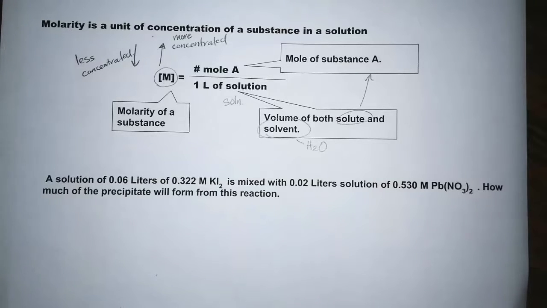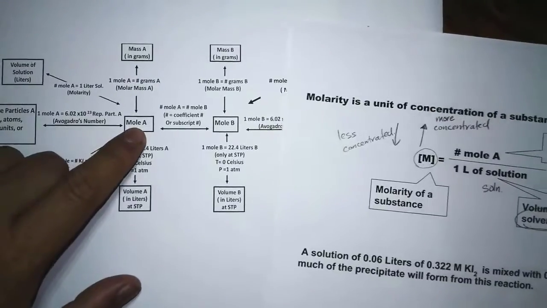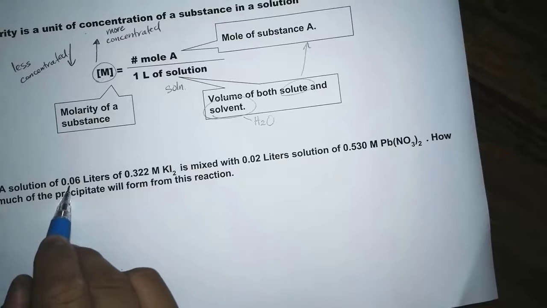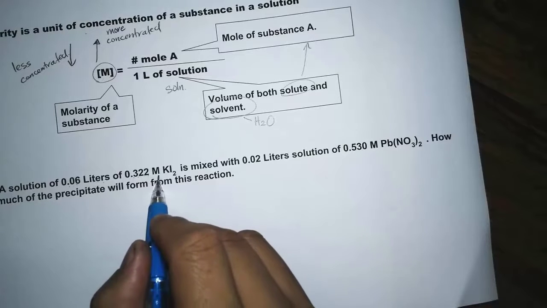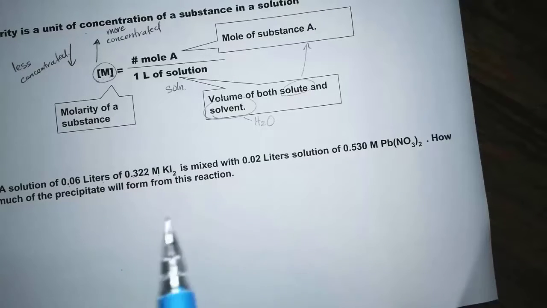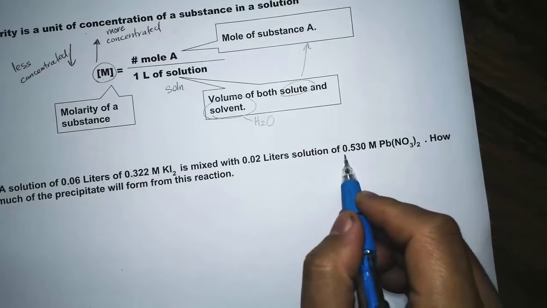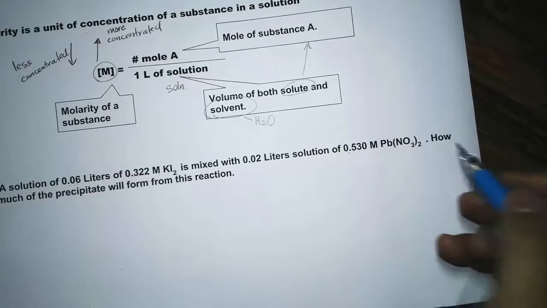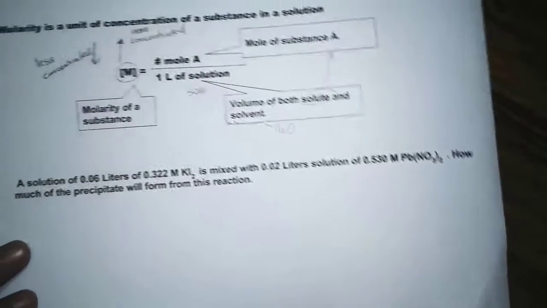Let's take this up to the next level, where we use this basic concept and the stoichiometry flowchart to determine the product that will form in a solution. We have 0.06 liter of 0.322 molarity potassium iodide mixed with 0.02 liter solution of 0.530 molarity lead nitrate. The question asks how much of the precipitate will form from this reaction.